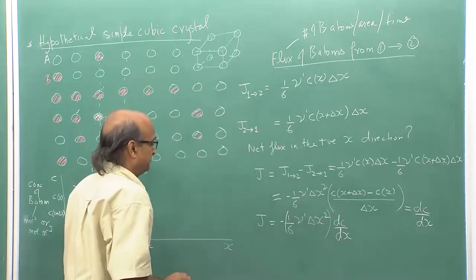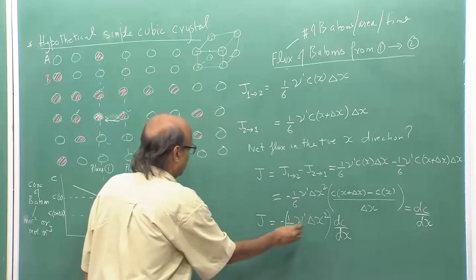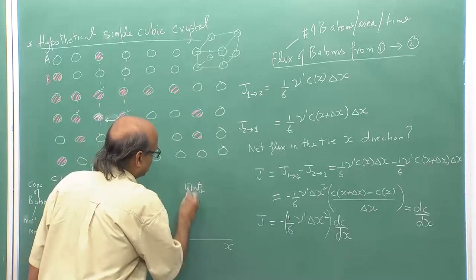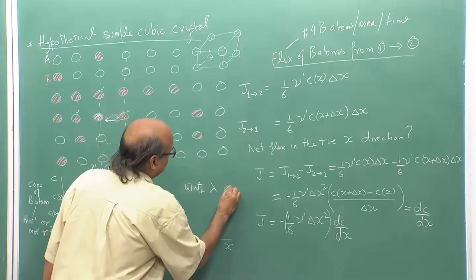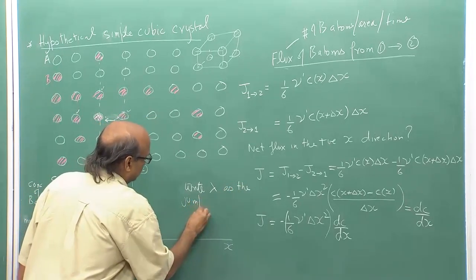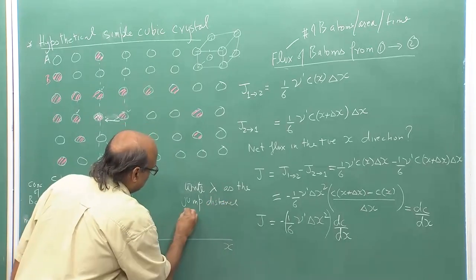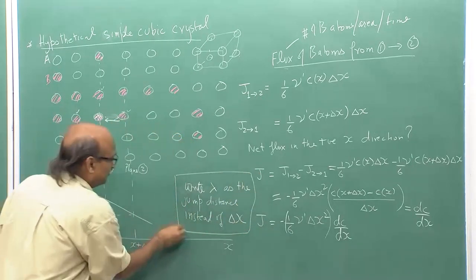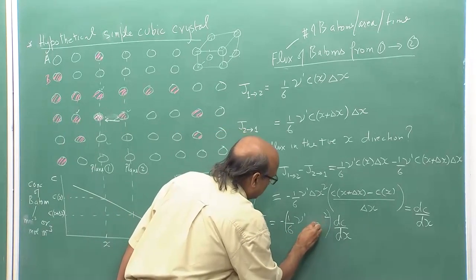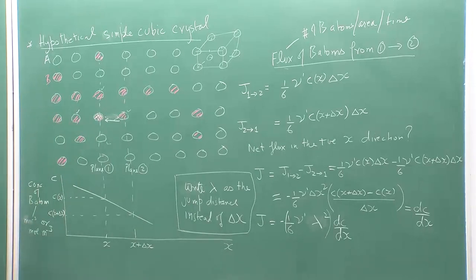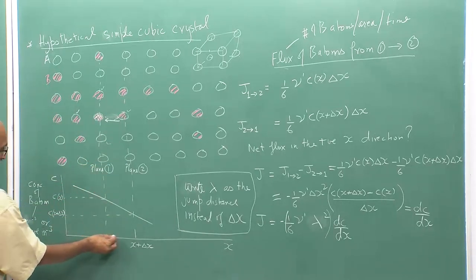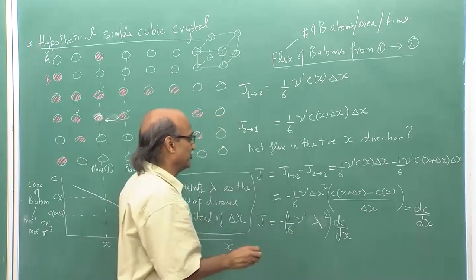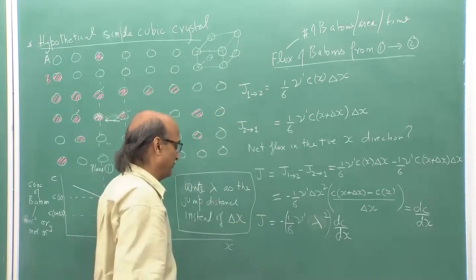Let us look at this term. And in fact, before this, let me also replace delta x. Let us write lambda as the jump distance instead of delta x. So, replace this delta x by lambda square. So, lambda is this delta x, or this is nothing but the distance between atoms, and in the last lecture also I had taken lambda as the distance between the atoms. So, I have just replaced delta x with lambda.